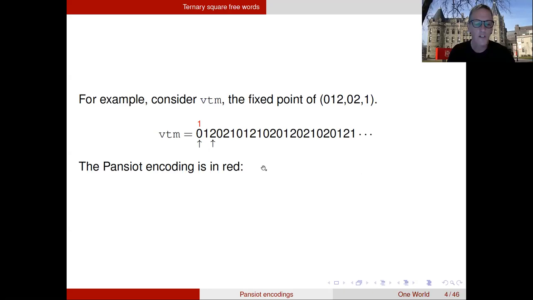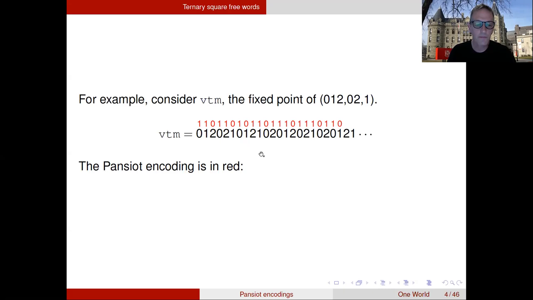You can see that the 0 is not the same as 2, so that's encoded by a 1. Then 1 is not the same as 0, so that's also encoded by a 1. However, here I have a couple of 2s. This is encoded by a 0. These digits differ, so there's a one. These digits differ, so there's a one. And here I go, putting in the Pansiot encoding in red. And this also goes backwards.